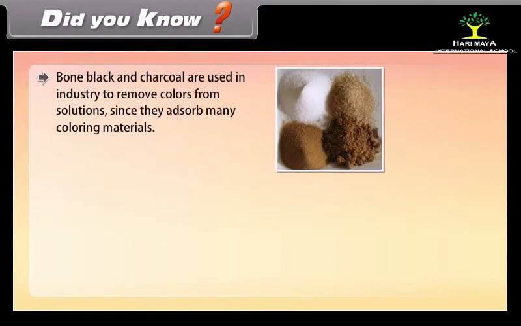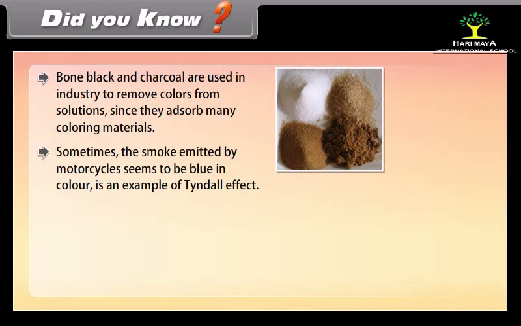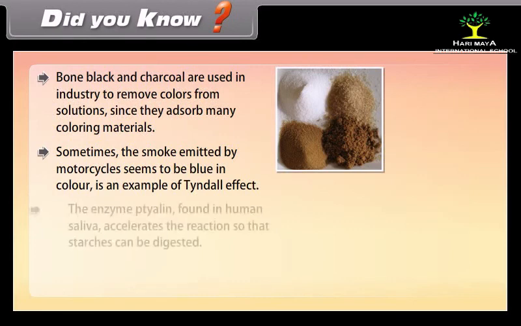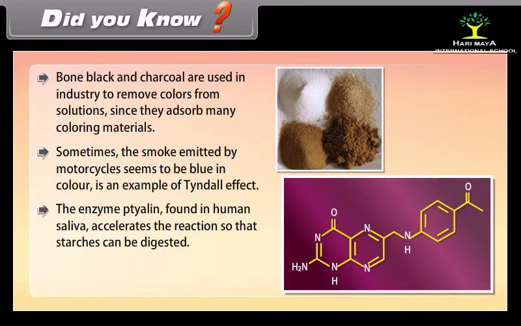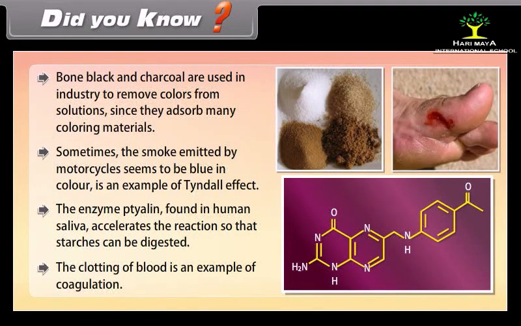Did you know? Bone black and charcoal are used in industry to remove colors from solutions since they absorb many coloring materials. Sometimes, the smoke emitted by motorcycles seems to be blue in color, which is an example of the Tyndall effect. The enzyme ptyalin, found in human saliva, accelerates the reaction so that starches can be digested. The clotting of blood is an example of coagulation.